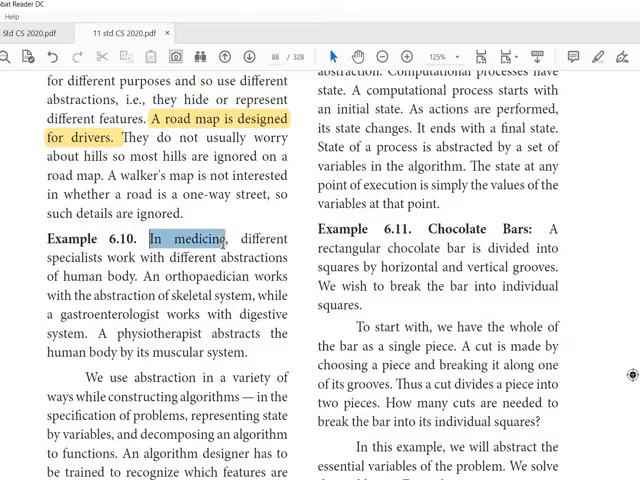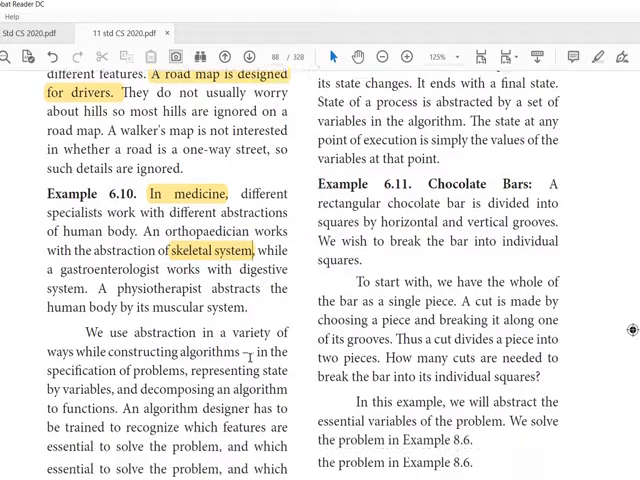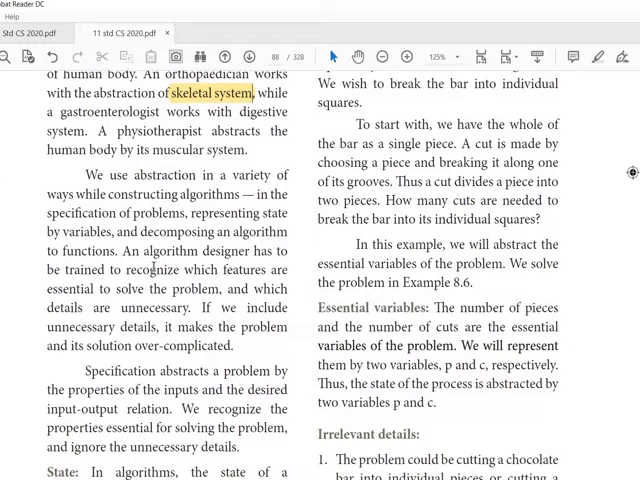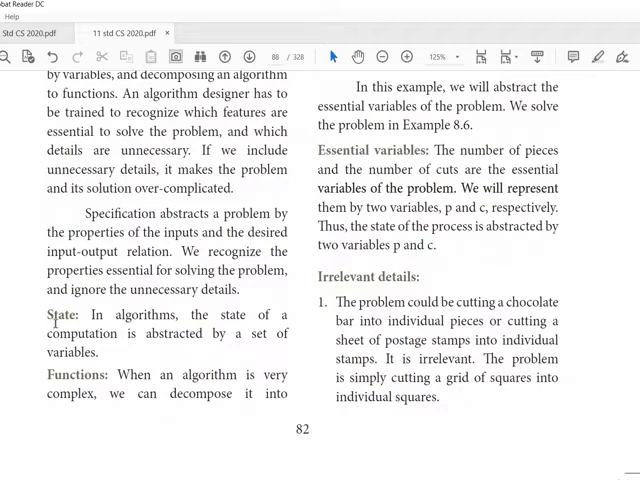In medicine, different specialists work with different abstractions of the human body. An orthopedician works with the abstraction of the skeleton system. So here also they take care of the essential thing. If he is a cardiologist, he will take care of the heart, like that. The division is not important here; where the importance is stressed, that is abstraction. So we are going to learn about the state and the function.